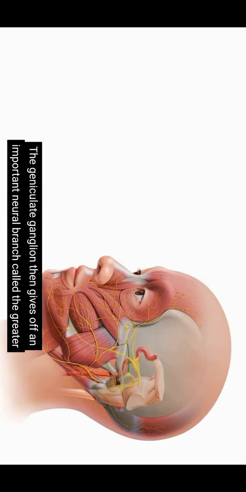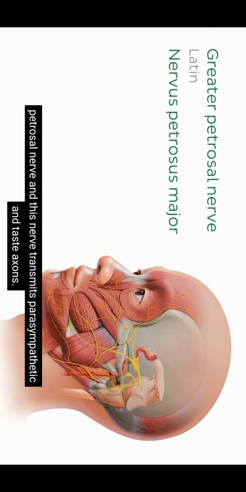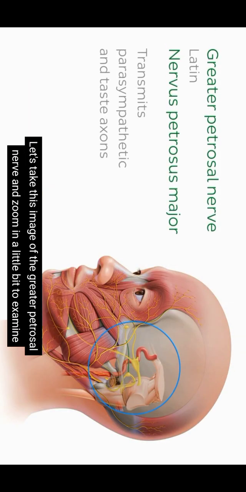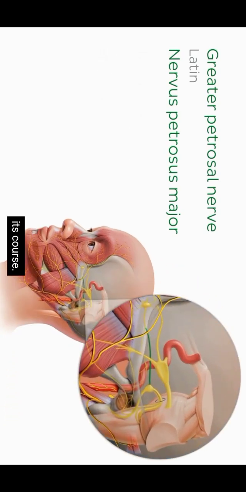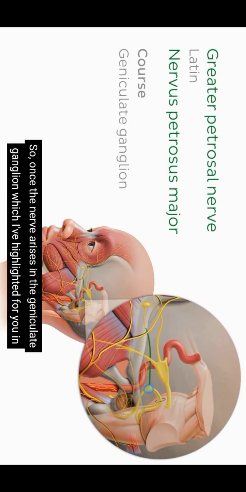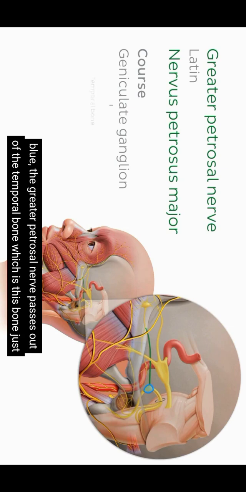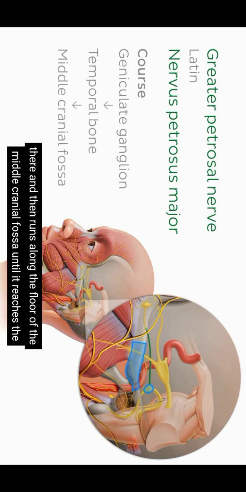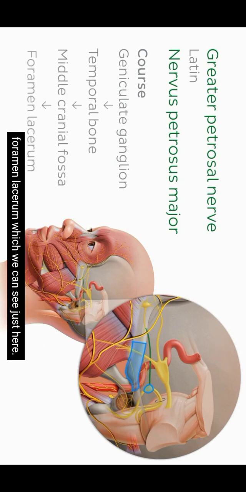The geniculate ganglion then gives off an important neural branch called the greater petrosal nerve. This nerve transmits parasympathetic and taste axons. Let's take this image of the greater petrosal nerve and zoom in a little bit to examine its course. So once the nerve arises in the geniculate ganglion, which I've highlighted for you in blue, the greater petrosal nerve passes out of the temporal bone, which is this bone just here, and then runs along the floor of the middle cranial fossa until it reaches the foramen lacerum, which we can see just here.